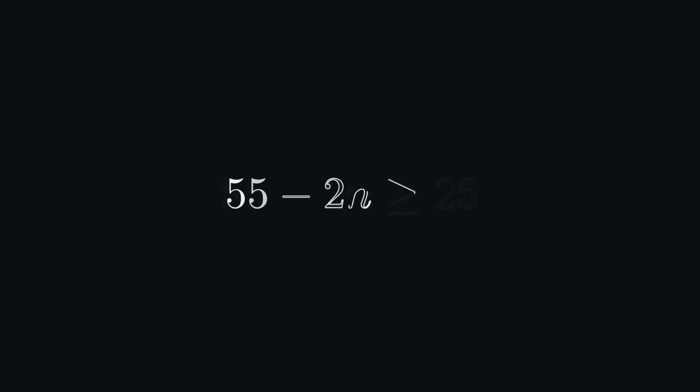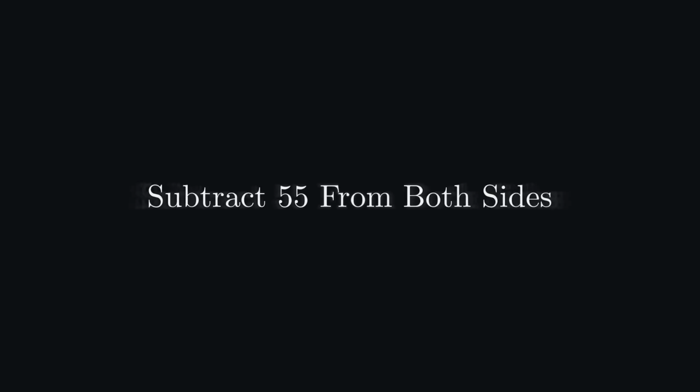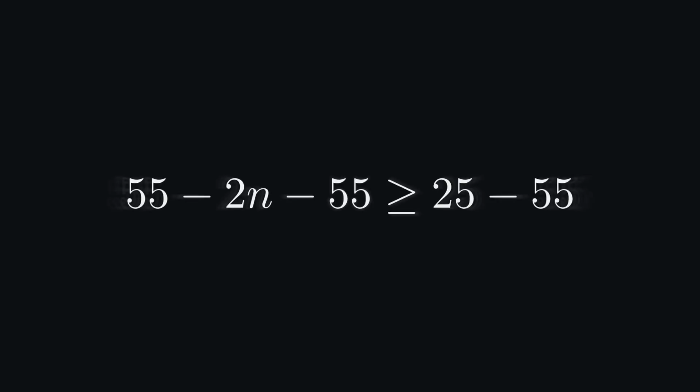Now we start with the inequality. The inequality we have is 55 minus 2n is greater than or equal to 25. Let's subtract 55 from both sides of the inequality. This gives us the equation with the same inequality on the right. Now we simplify to get negative 2n is greater than or equal to negative 30.